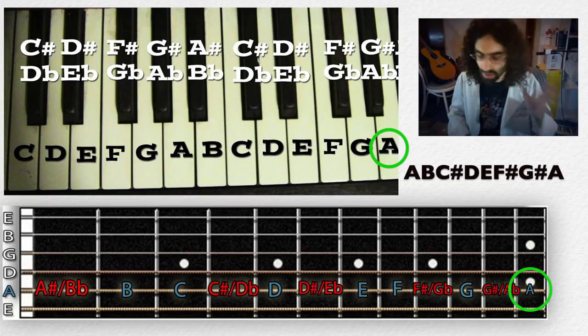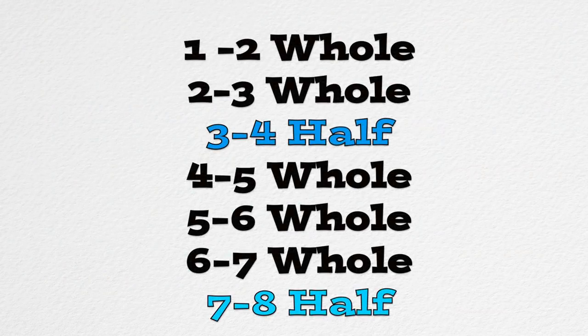All you have to really remember is there's a whole step between everything, except between 3 and 4 and 7 and 8. So I'd go over this lesson and the first lesson to make sure you feel very comfortable with all the concepts, and then you can join me for lesson 3, where we'll talk about key signatures.